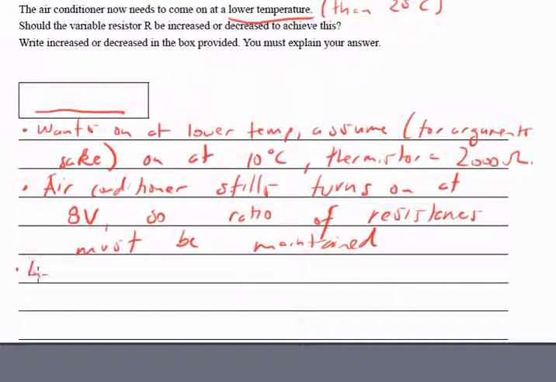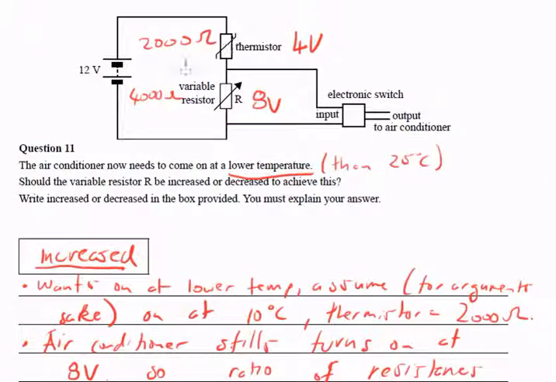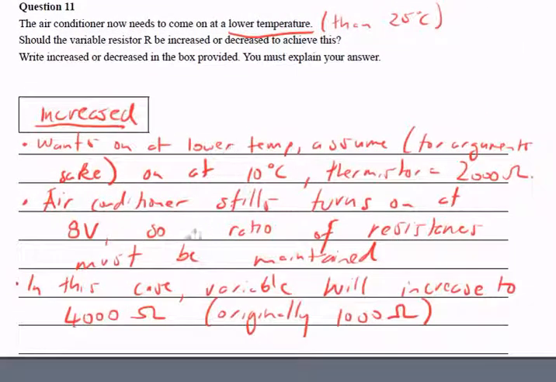So in this case, variable will increase to 4000 ohms, because originally, in our last question, it was 1000 ohms. So we can write our increase up here. So we did the working for this first, a bit of working on my diagram as well. Write it all down here, nice logical dot point order. After we've done our working, we realise what the answer is, so we can put the answer up the top.